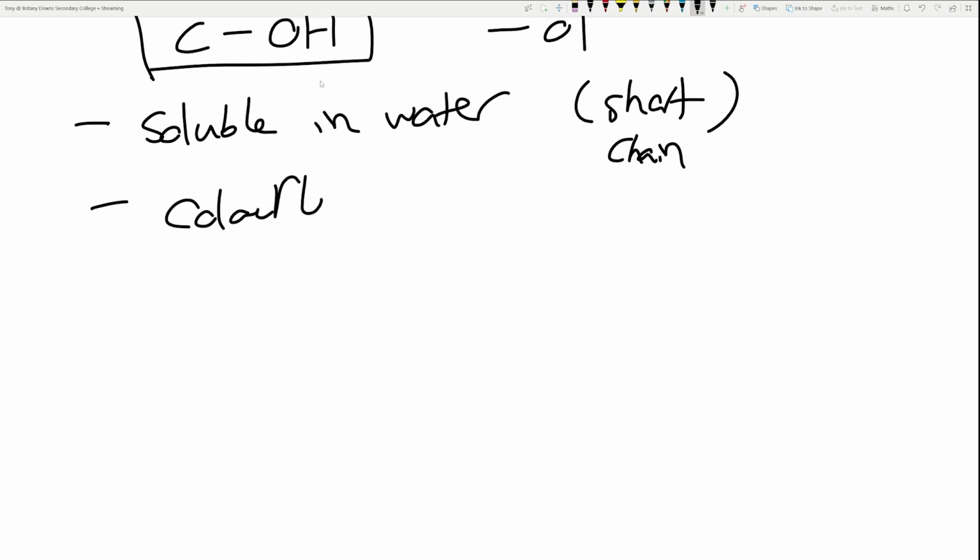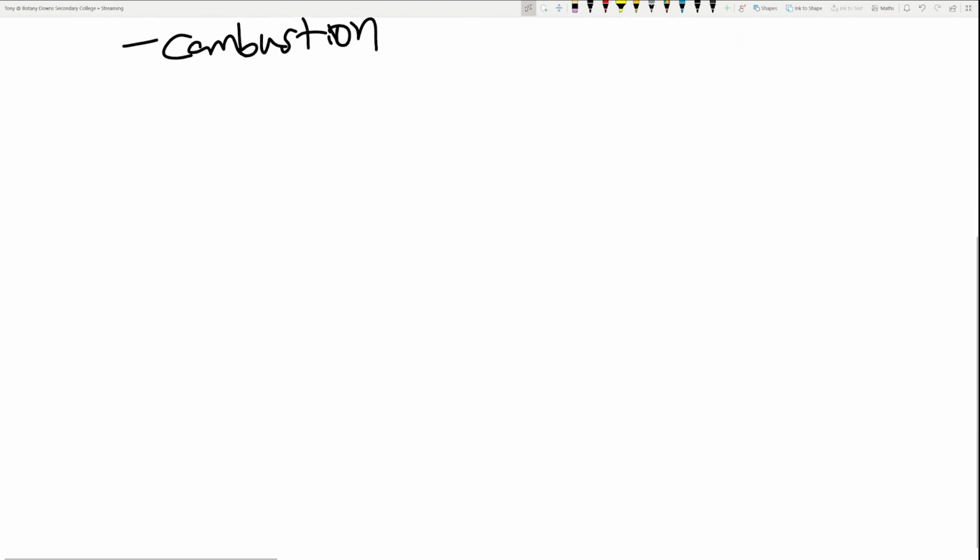It's nothing really special. It can combust as well, so just like alkanes, alcohol can also burn, which is fairly common. Otherwise, how would you get the old school alcohol burners from before electricity was a thing?